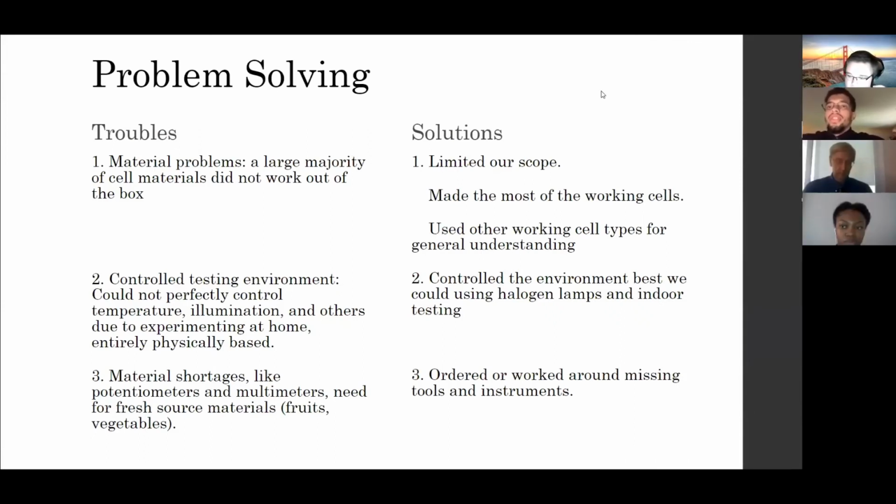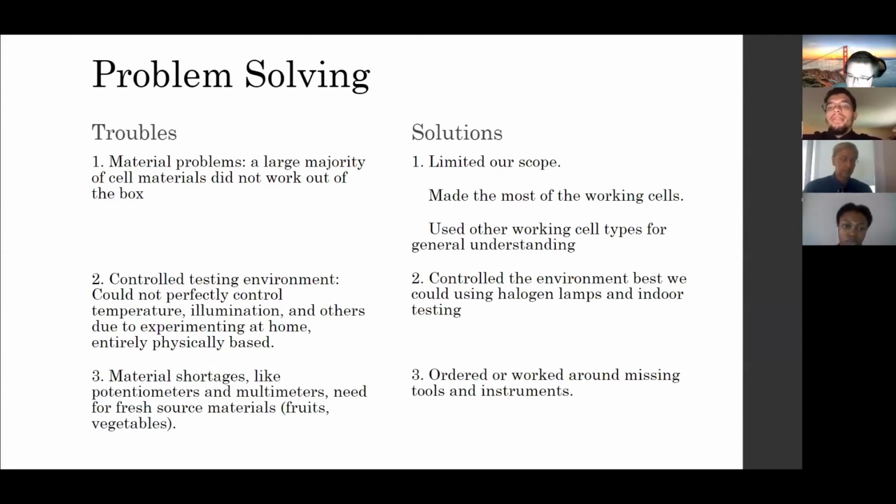Throughout our research, we came across the following problems. Our first problem was that some of our glass slides from our solar cell kit were broken, and also the titanium dioxide was not thick enough for our solar cells to function correctly. So to combat this problem, we decided to limit our scope by removing our solar cells that did not work or were damaged, and we made the most of our working solar cells. We also experimented with different types of solar cells, including a silicon-based solar cell.